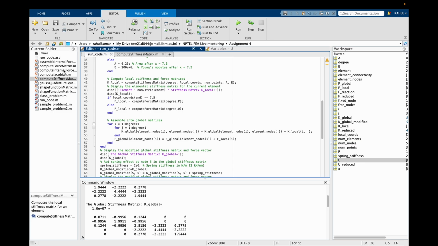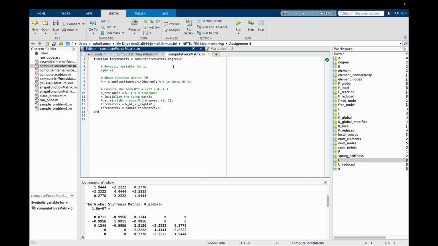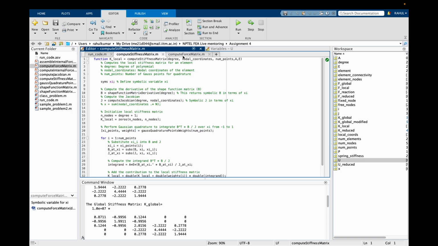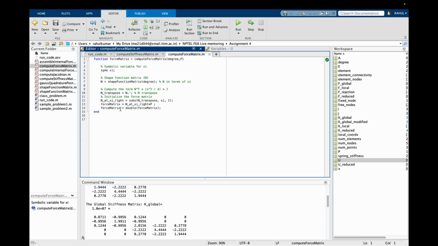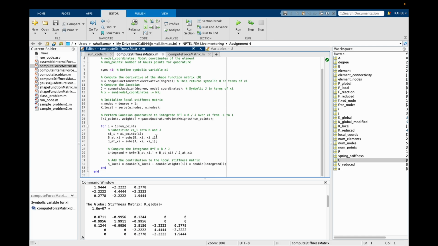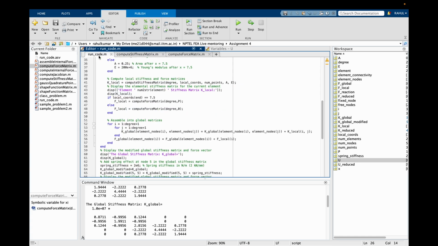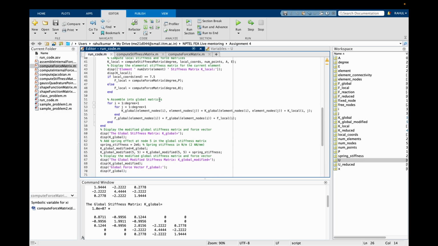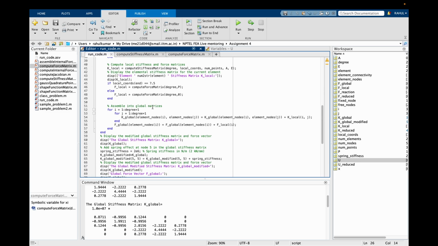We will also see what that force matrix is. This is the force matrix. Here you can see that it is taking a degree, that is 2, and if there is a value of P, then it will calculate here. Here you can see that it is nothing but N transpose P. So F local we will determine.